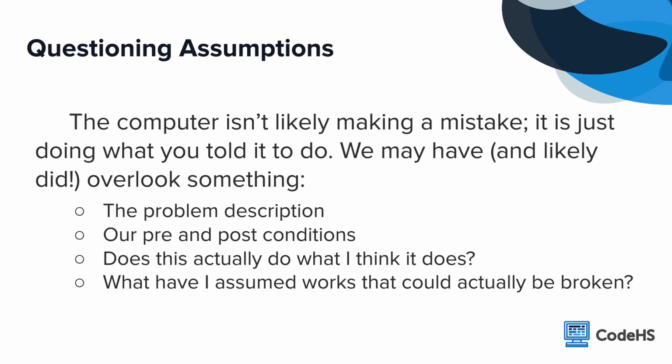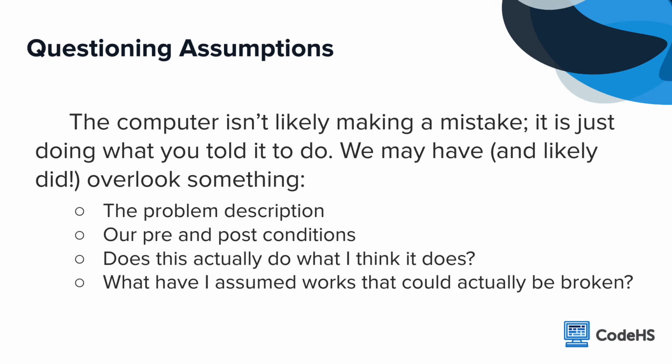The last strategy is questioning our assumptions. A big realization that every programmer needs to make at some point is that the computer isn't making a mistake. It's doing exactly what you told it to do. It's tempting to hold on to the idea that your program is right and there's just something wrong with the computer, but that's not true because the computer does not have the ability to go rogue. The computer only does what you tell it to do. So if something is going wrong, it's on us to see where we messed up.